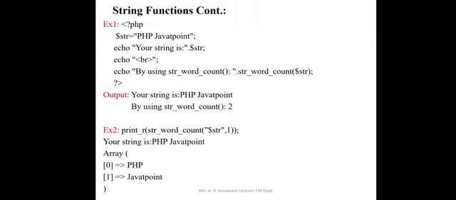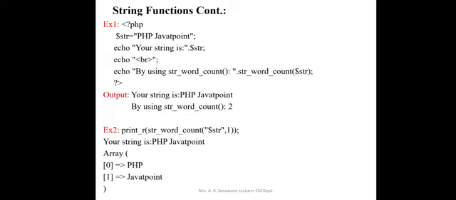The next is, as an example, consider $str is equal to "PHP Java tPoint". So this is my string. Now we are just displaying the original string with echo. Then we are using the str_word_count function. In the first version, we are just passing $str, so only the default part of it. The default value of the function will be 0, so it will give you the answer 2. Why 2? Because in "PHP Java tPoint" there are 2 words available.